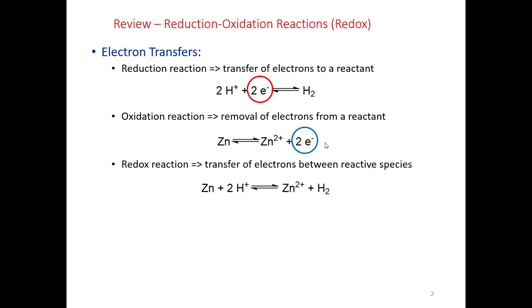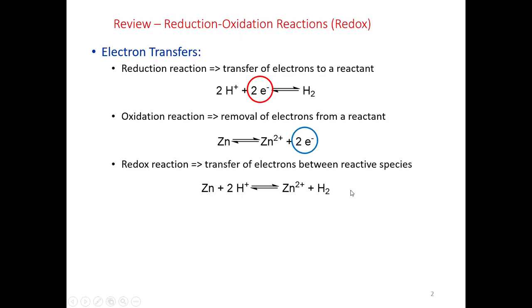A redox reaction, on the other hand, is a little bit different. It's the transfer of electrons between reactive species. So both an oxidation and a reduction are happening at the same time. In this case, you can see zinc is being oxidized to zinc 2+, much like it was here, but those two electrons are transferring to two protons, and the two protons are being reduced to hydrogen gas, much like the two protons up here were being reduced by two electrons.